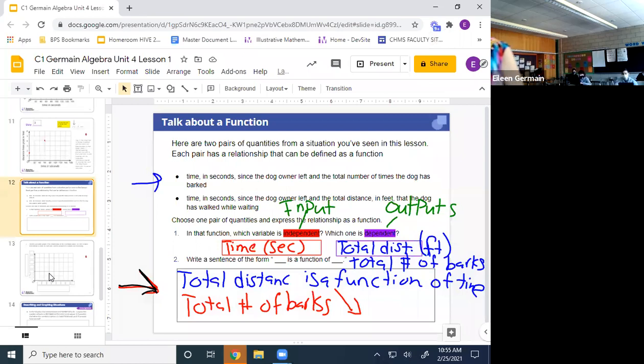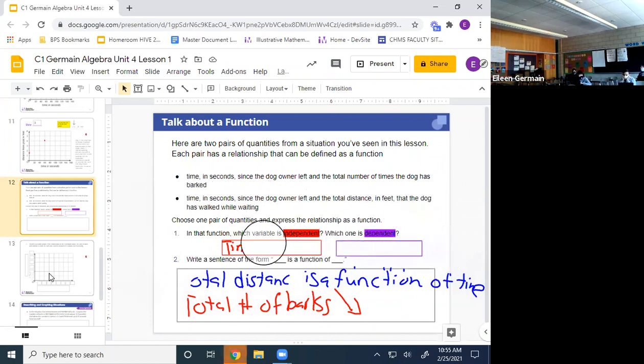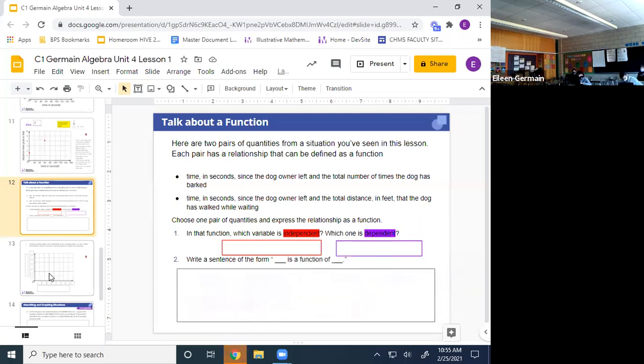Good. So now, we just said total distance is a function of time. Total number of barks is a function of time. Now we're going to look at some questions on the next slide that are going to switch it around. We're going to look at it the other way, switch the outputs and the inputs, not values, but quantities, and we'll see if it's still going to get us a function.